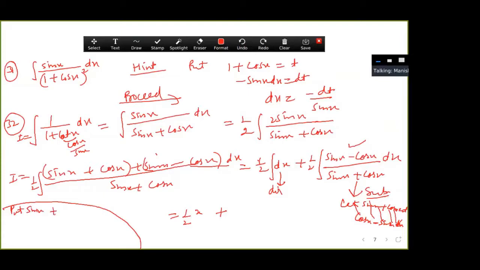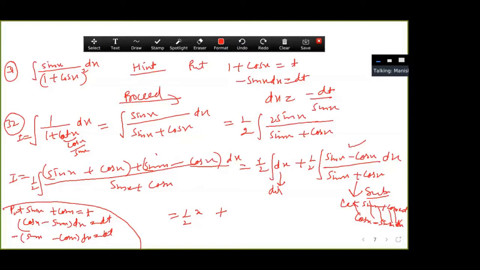In the second part of the integration you have to put sin x plus cos x equal to t. That becomes (cos x minus sin x) dx equal to dt. Here we require sin x minus cos x, which means a minus sign will be there, minus of half. So when I write minus of (sin x minus cos x) dx, it is equal to dt.